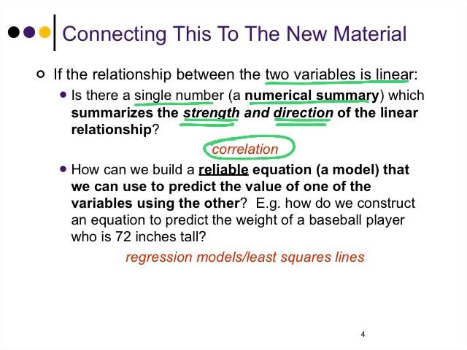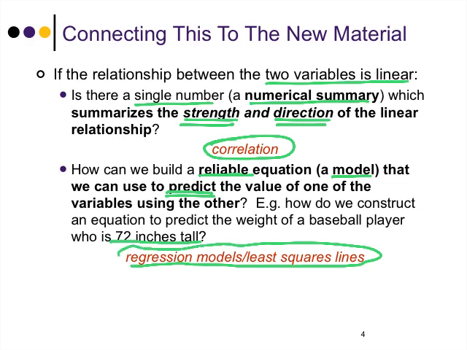And then a next question we would have is, given one of the variables, for example height, can we build a reliable equation, or what's called a model, that we can use to predict the value of one of the variables using the other? Namely, can we construct an equation to predict the weight of a baseball player who is 72 inches tall? This is what's called a regression model, or a least squares line.